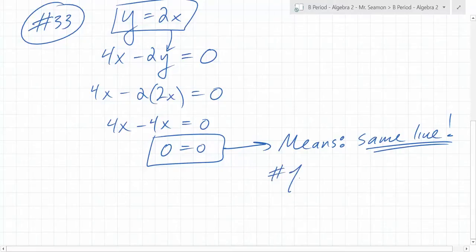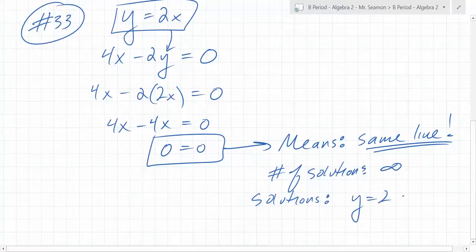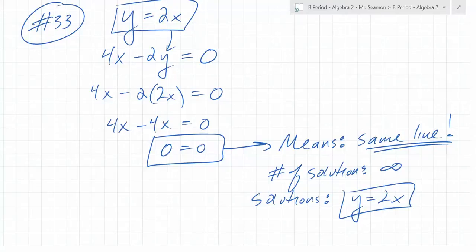So number of solutions, infinite. What are the solutions? y equals 2x. I'm not going to ask you that, but I could down the road. If I ask you what are the solutions, anything on the line. What's the domain of this function right here?